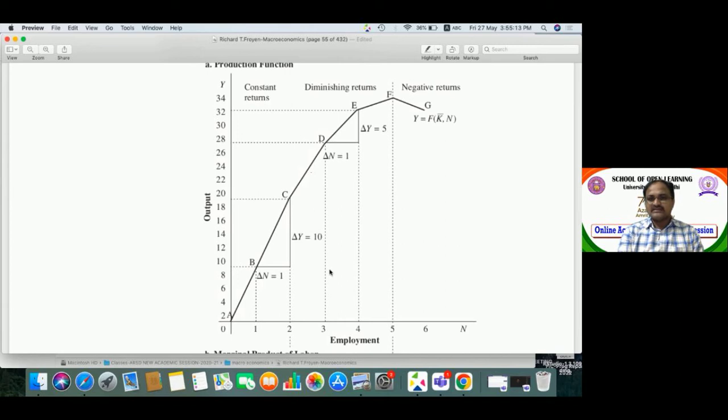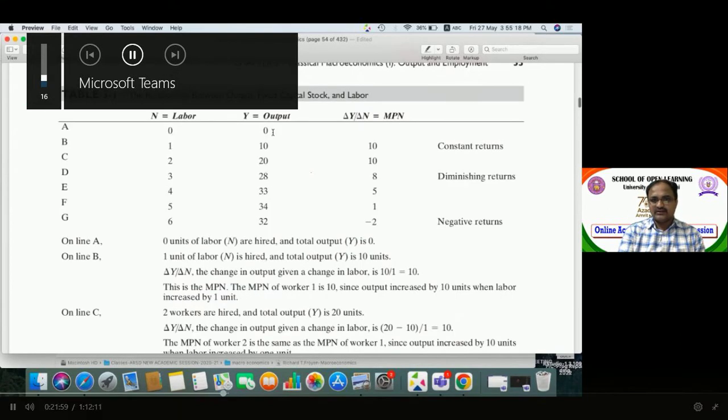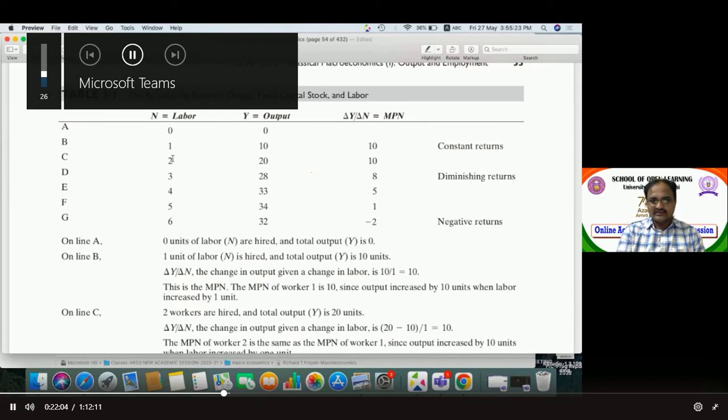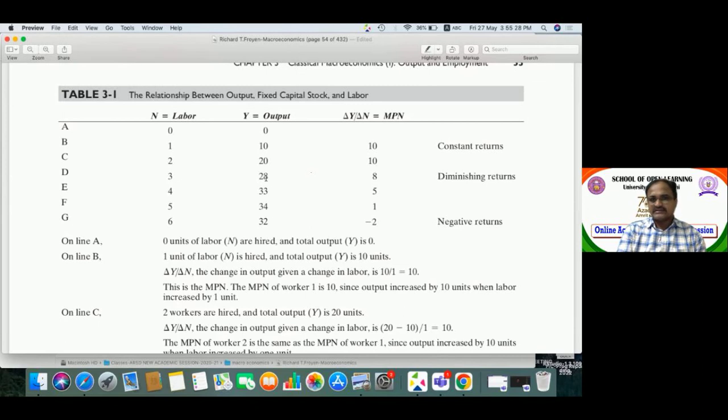Okay, how? There are numbers in this table, and according to this table we draw the graph. Labor is the x-axis, and output is the y-axis, so take one diagram. In the second diagram, labor and this MPN.